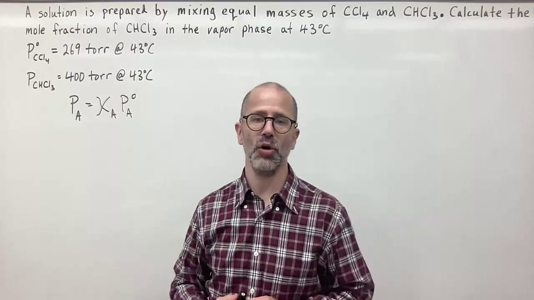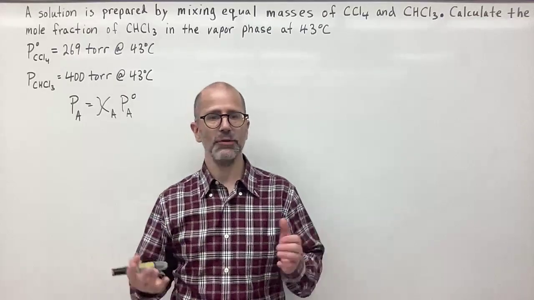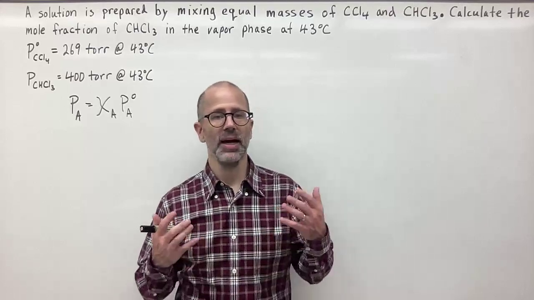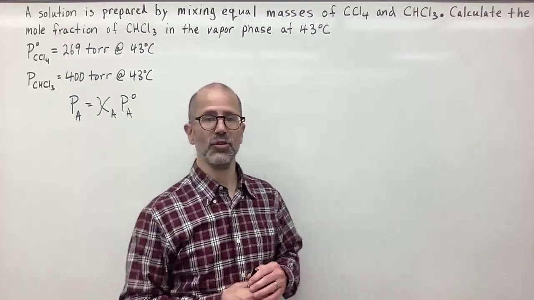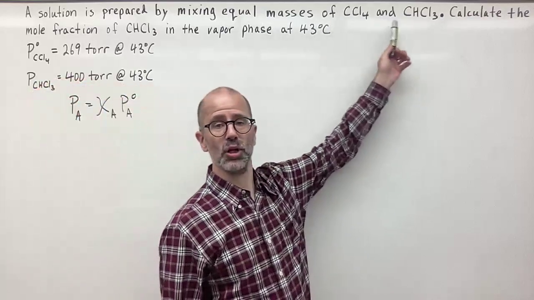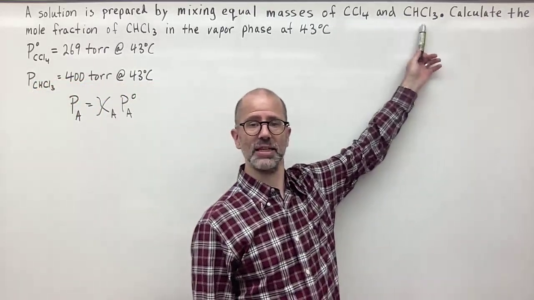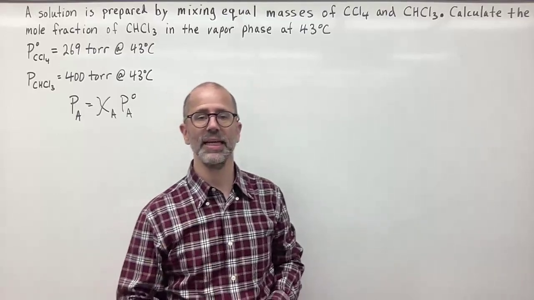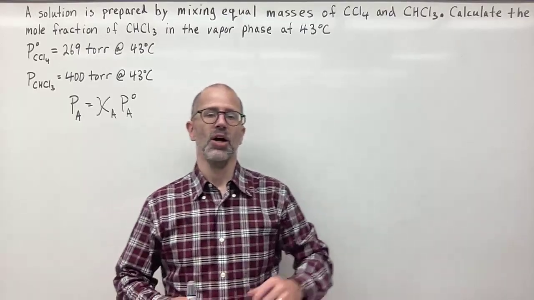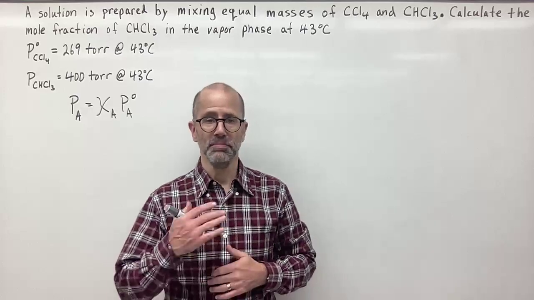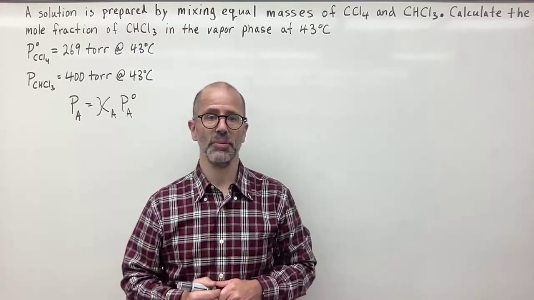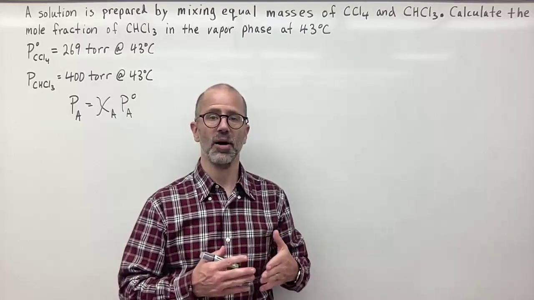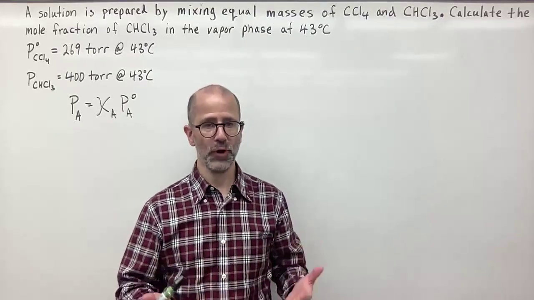Now, one of the things you're noticing is, how do we find the mole ratio? They didn't give any moles, they didn't give any grams, they just gave us these two substances and said that equal masses of both substances were used. That's going to be key to help us figure out this problem. The first thing you want to do is figure out what the mole fractions are going to be.